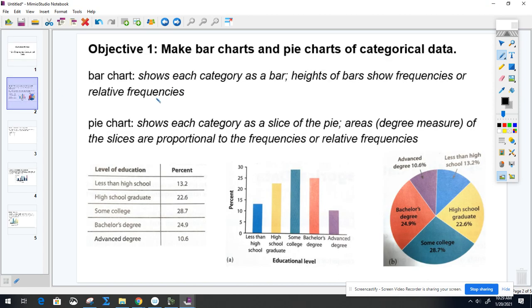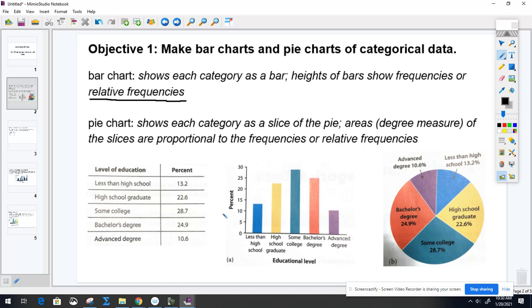Objective one is to make bar charts and pie charts of categorical data. A bar chart shows each category as a bar. As you can see, the heights are shown through either the frequencies or relative frequencies, the relative frequencies being written as a percent as opposed to the actual number, not just the count. That's relevant for us because we don't have to have the same sample size. We can use percentages of sample sizes to show these charts. And a pie chart, again, is a circular chart of 360 degrees where we create these angles.